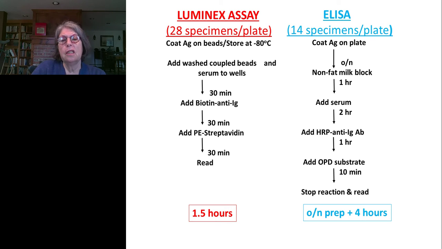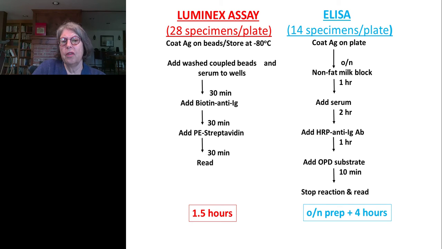In contrast, in the ELISA plates, you have to coat the plates overnight. Then you have to block for an hour. Then you have to add serum for 2 hours. Then you add horseradish peroxidase secondary antibody for another hour, and then the substrate before you can stop and read the plates. So the ELISA requires an overnight preparation of the plates and then a 4-hour assay to do 14 specimens. Moreover, you have to do the RBD on one day, determine which ones of those are positive, and then do the spike on the following day.